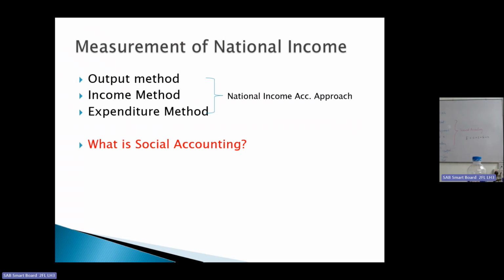For example, output, expenditure, income, those things are equal. It means you look at the same thing in different aspects.